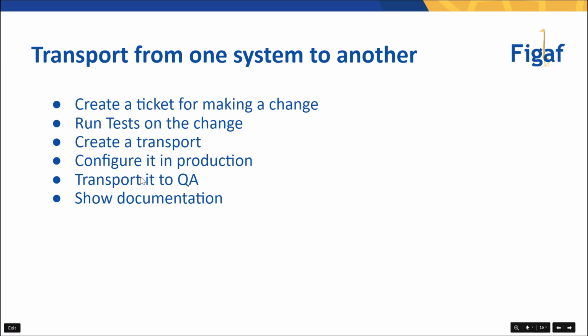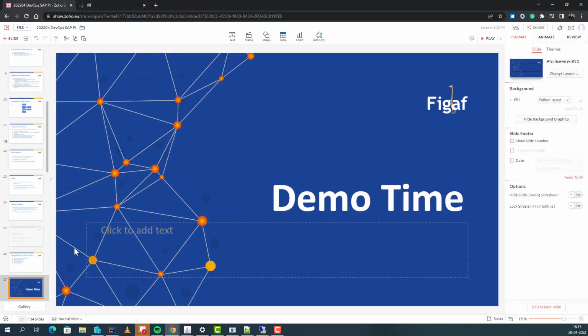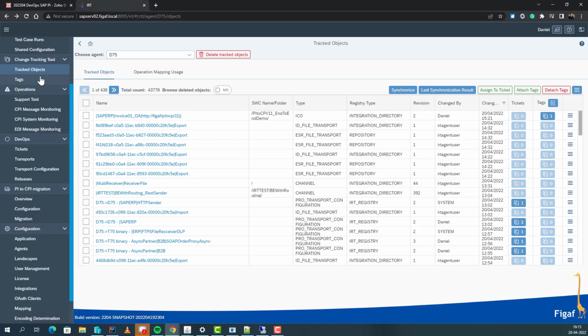So now I want to show you how we can actually transport an ICO with all the objects from one system to another, configure all transport, configure all objects, and then show you the documentation that is created for this. So that's demo time. Hope that is what you are looking for, to see this in action. And comments along the way, questions, put them into the chat so I can see it.